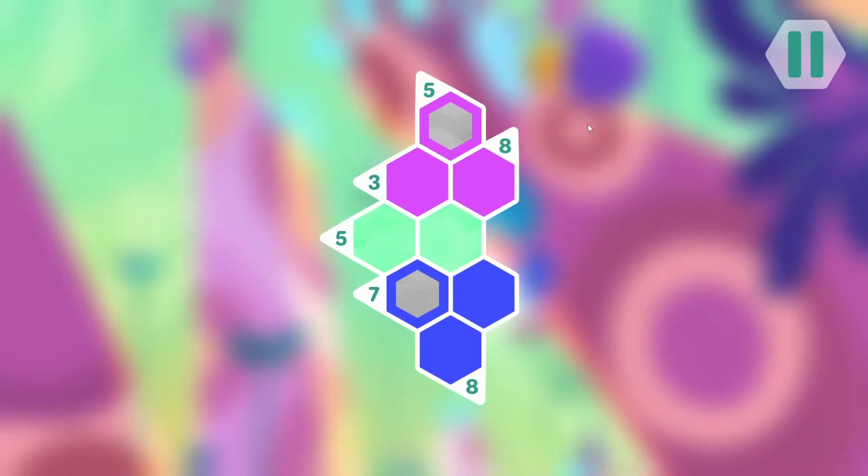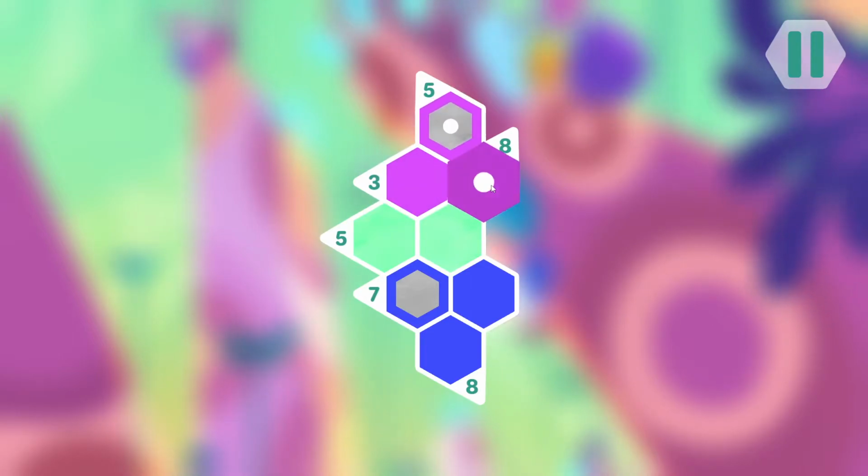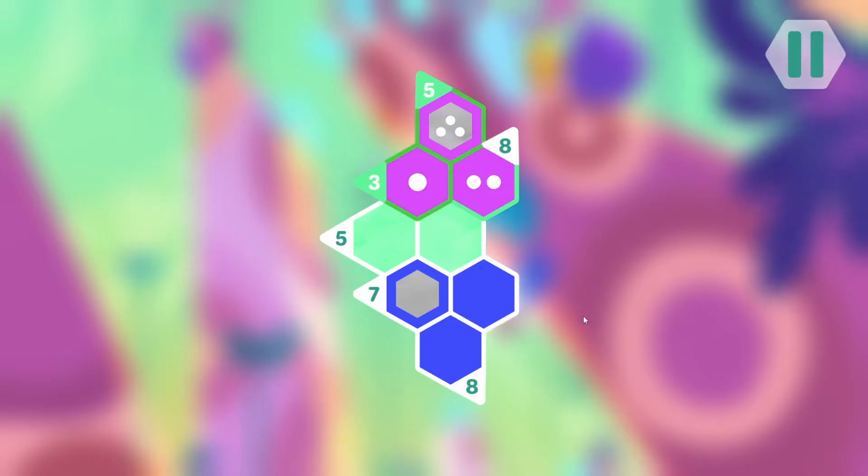Wasn't expecting that. So we have two purple cells which gives us 3, 3. So this is 3, this is 2, this is 1. Let's look at blue ones now.